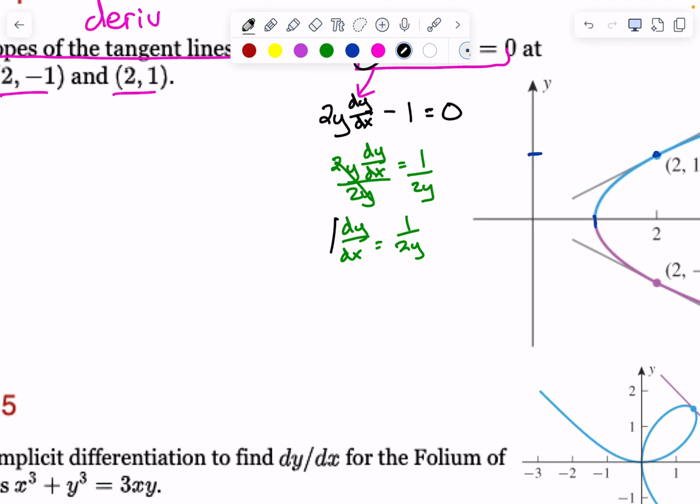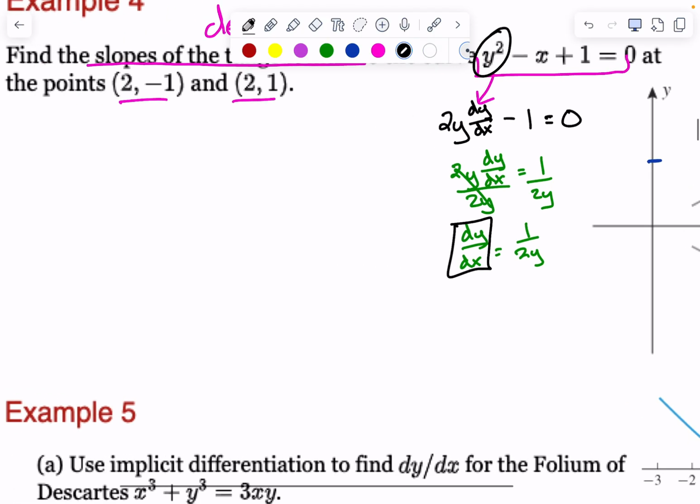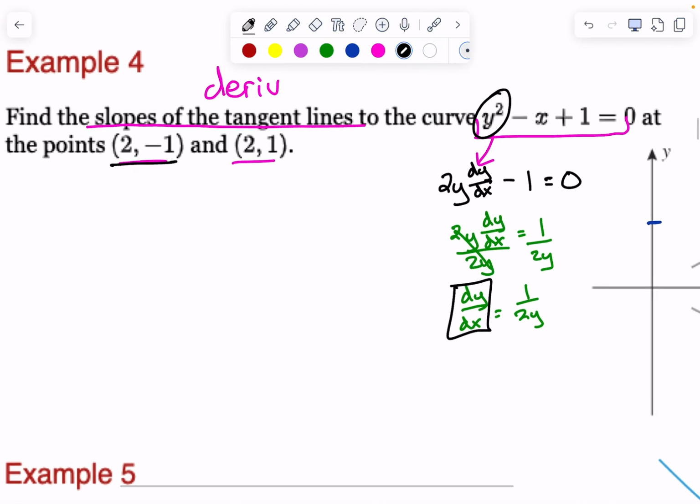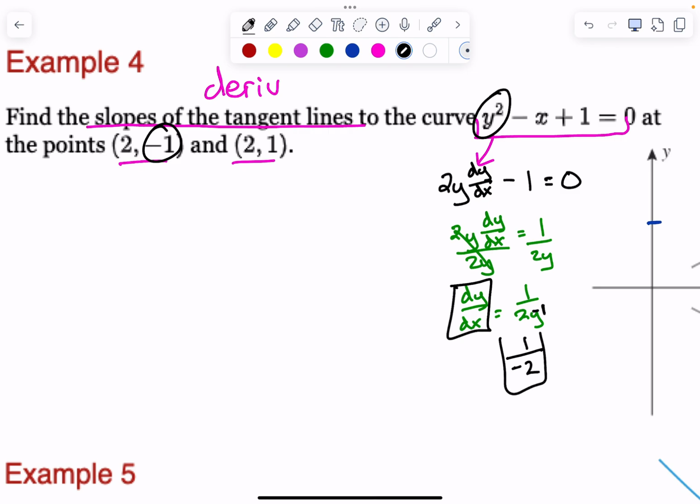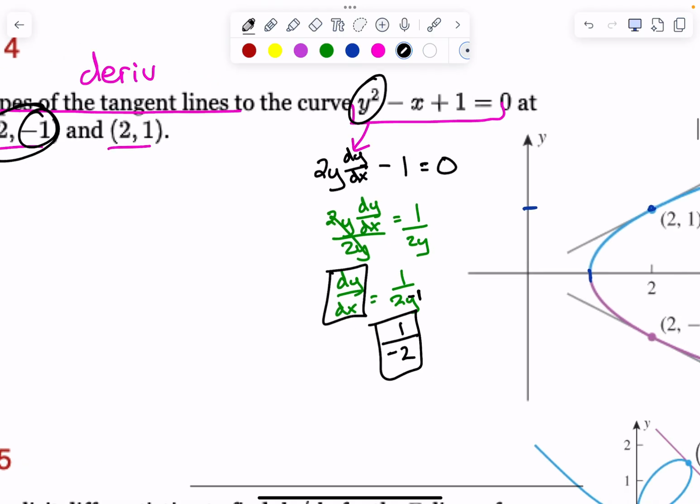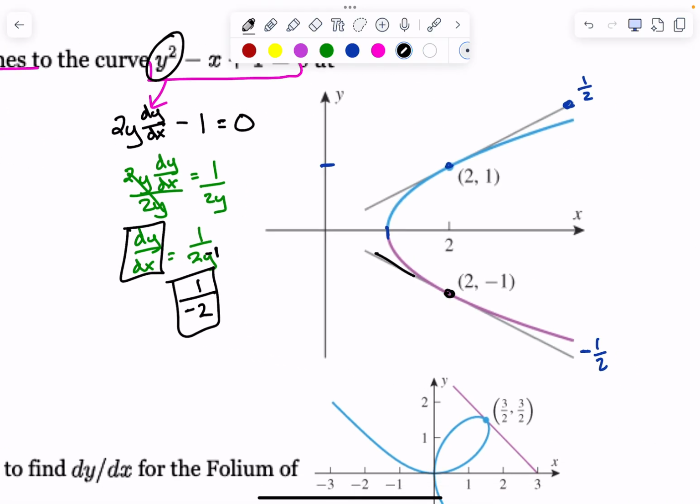dy dx is the derivative. Normally, when they say plug the point in, we only end up plugging the x coordinate in because my derivative only has x's in it. This is a rare scenario. We only have y in our derivative. So I'm only going to plug negative 1 in right here. 1 over 2 times negative 1, which is negative 2. So negative 1/2 is at 2, negative 1. At 2, negative 1, it has a slope of negative 1/2. That's what we guesstimated. That is correct.